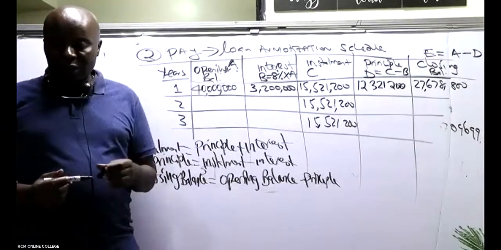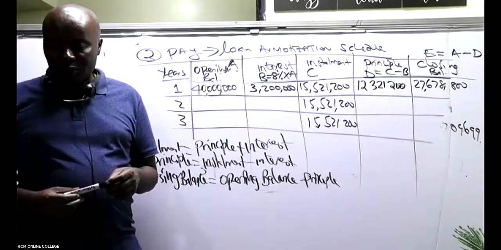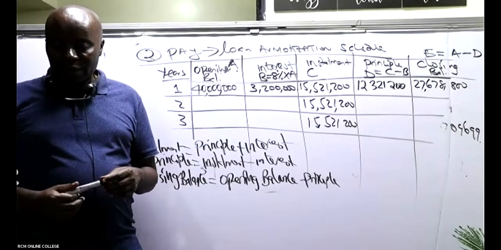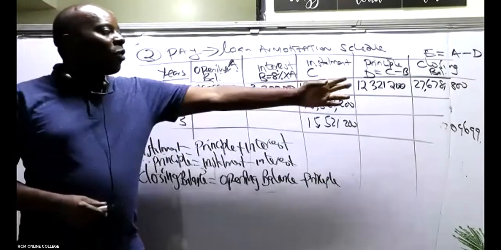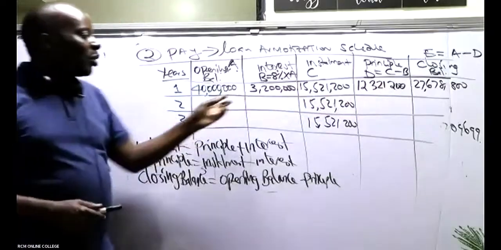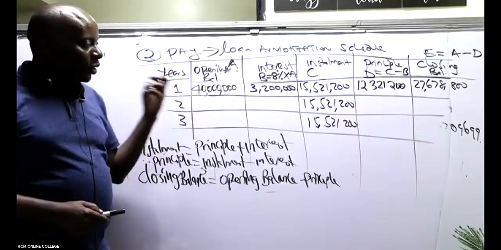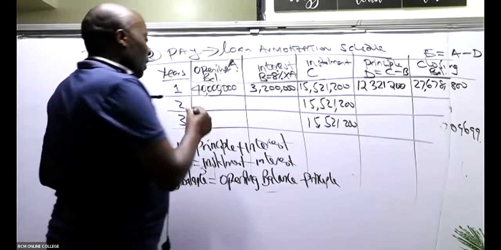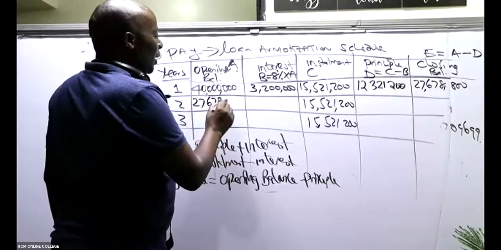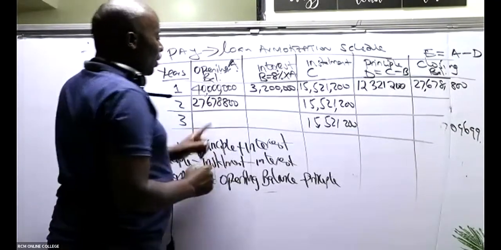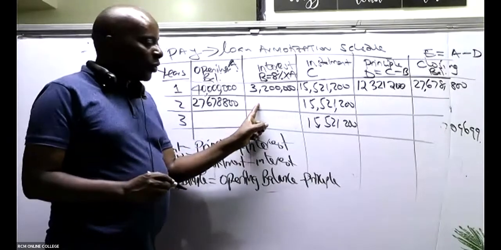Then what do you think about the opening balance of year 2? The opening balance of year number 2 will be the closing for year 1. So we bring this closing for year 1 down here. This is what we close with, and we shall open with it here. So we have here 27,678,800. Now this is the amount that we shall use to charge year 2's interest.